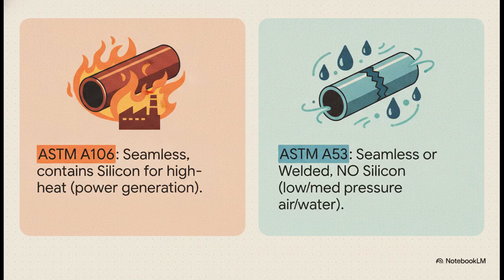A106 is completely seamless and relies on silicon for intense heat applications, like power generation. A53, on the other hand, can have a welded seam and contains absolutely zero silicon. If you put A53 into an extreme high heat environment, it is highly likely to fail on you. A53 is designed for low to medium pressure transport of air and water or to be used as structural steel. It is not a high temp player.